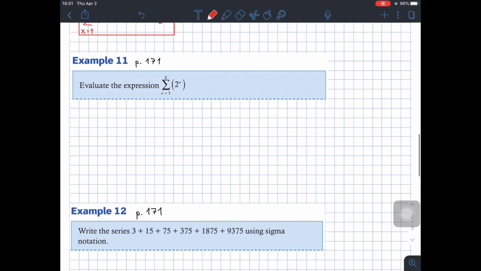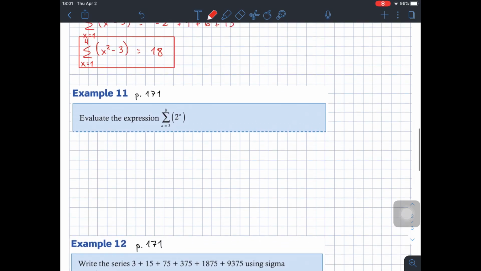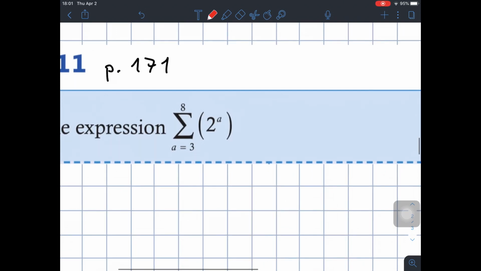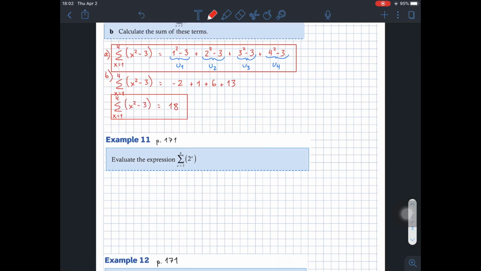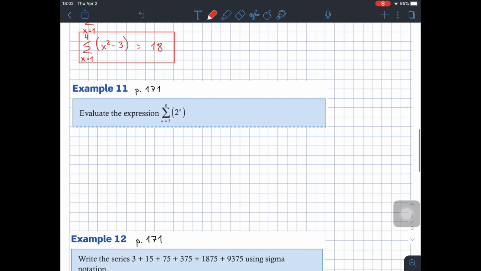Then, example 11, it says, evaluate the expression, and we get this. The sum of the first, in this case, it's not the first 8 terms. It's from term number 3 to term number 8, right? Of this expression 2 to the power of a. So how do we evaluate in this case? We're going to write sigma notation from a equals 3 to 8 of 2 to the power of a. So this would be 2 to the power of 3.